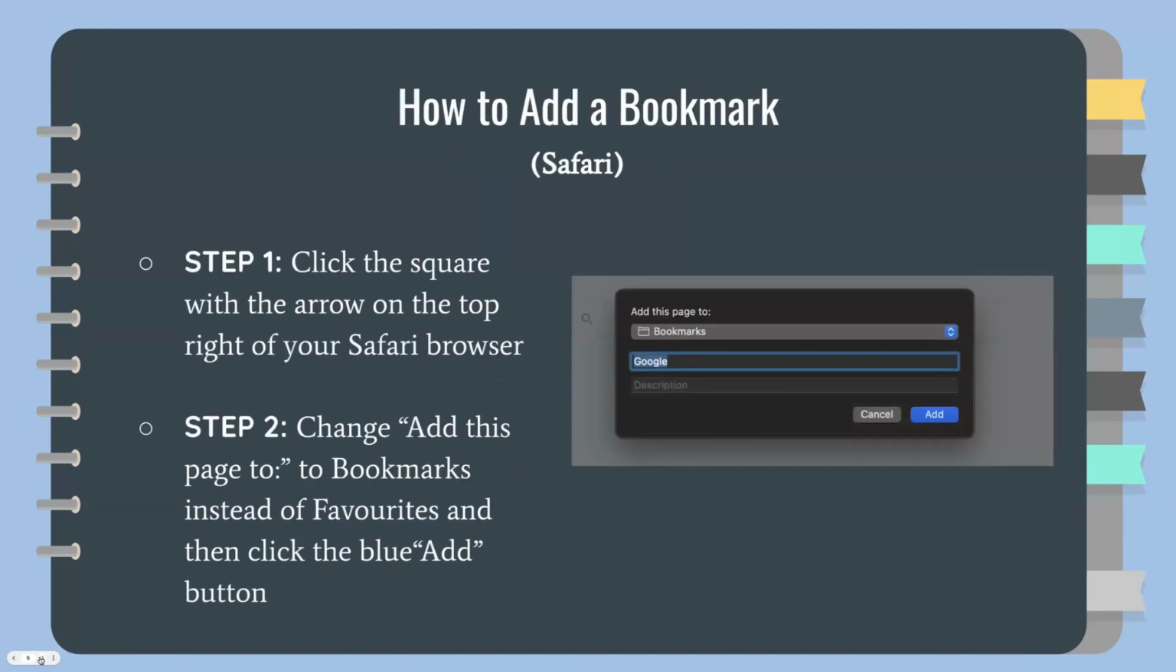How to add a bookmark using Safari. For step 1, click the square with the arrow on the top right of your Safari browser. For step 2, change Add this page to bookmarks instead of favorites, and then click the blue Add button.